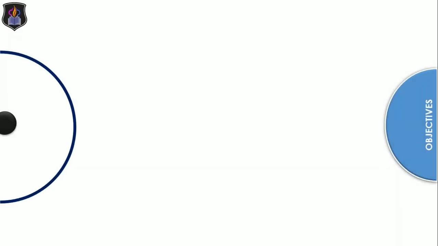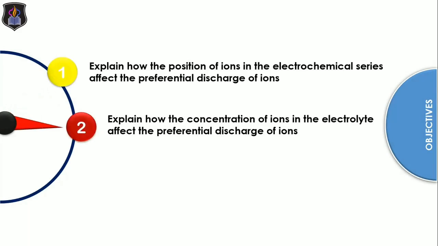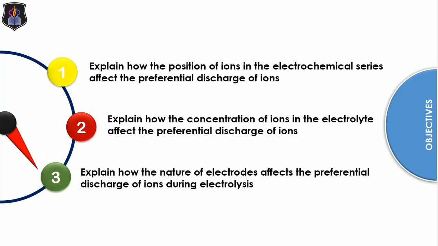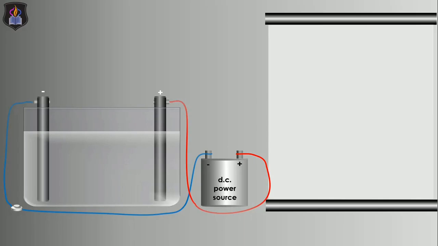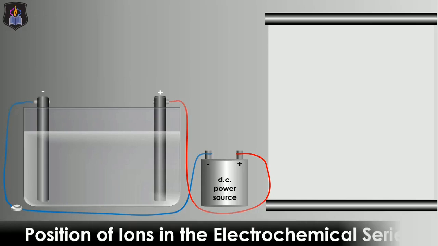At the end of this lesson, you should be able to explain how the relative position of ions in the electrochemical series, concentration of ions in the electrolyte, and the nature of electrodes affect the preferential discharge of ions during electrolysis. First of all, what do you understand by the term preferential discharge or selective discharge of ions? It is the tendency for a set of ions to be favored for discharge over competing ions at the electrode during electrolysis. The first factor to be considered is the relative position of ions in the electrochemical series.